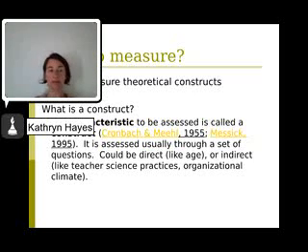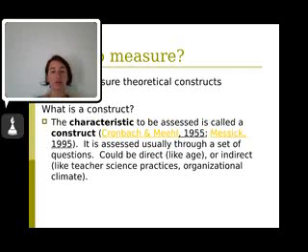Most of those things you just jotted down are called constructs. A construct is the characteristic that is to be measured in any given survey instrument. And it's usually assessed through a set of questions. It could be something direct, like age, or indirect, like teacher science instructional practices or organizational climate or something like that. Very often it's theoretically based, like the idea of identity.